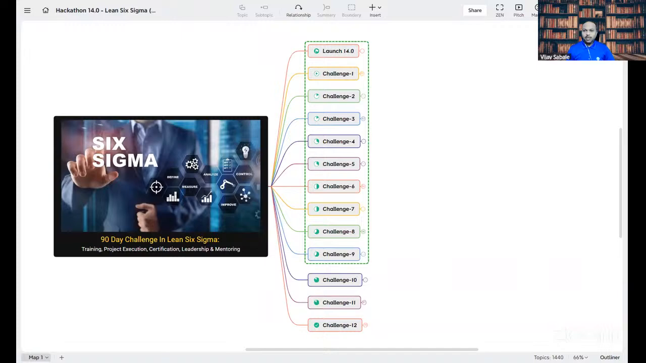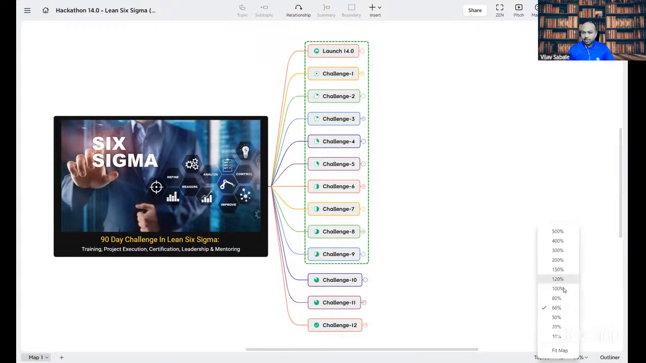So as you know, we already completed the challenge 9. That means in last week, we started the improve phase activities. And in that, we learned important tools, including the design of experiment and how we are going to implement and validate the solutions. Now, in this week, we are going to conclude the improve phase. But before that, we are also going to understand two important topics from it.